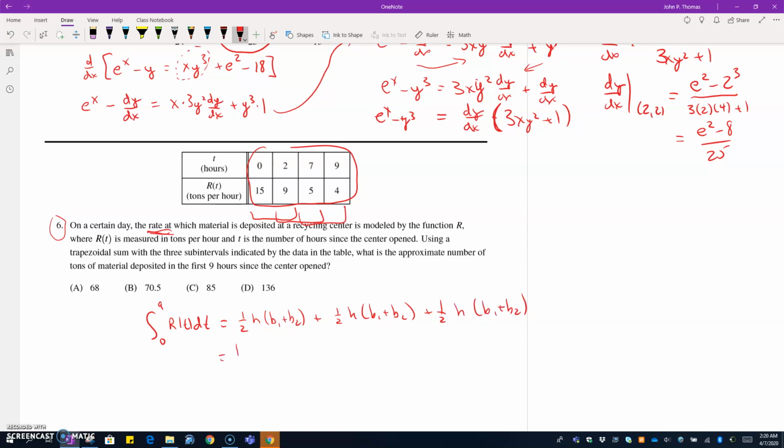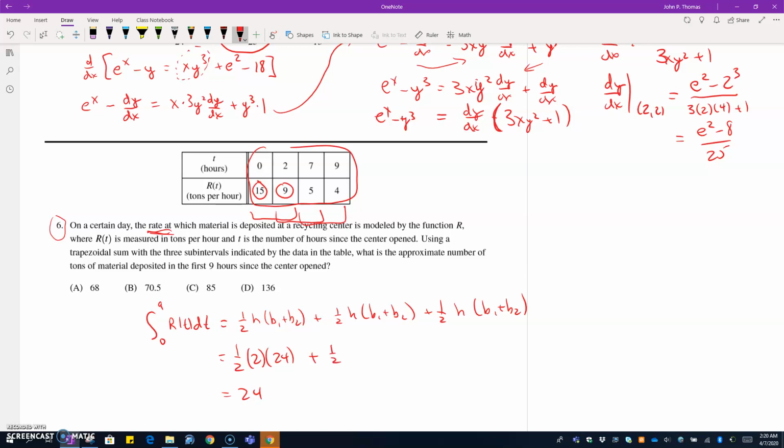Alright, so now I'm going to put in my values. So I've got 1/2. The first one, the width in time, is 2. So that's going to be our height. And then to sum up the bases, we're going to take the 15 plus the 9, which is 24. Alright, if I clean that up, that piece is just a 24.